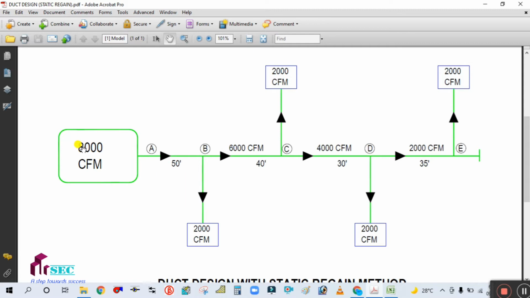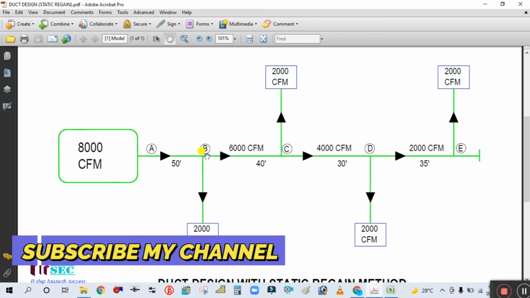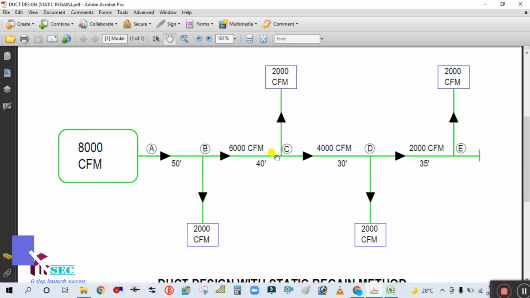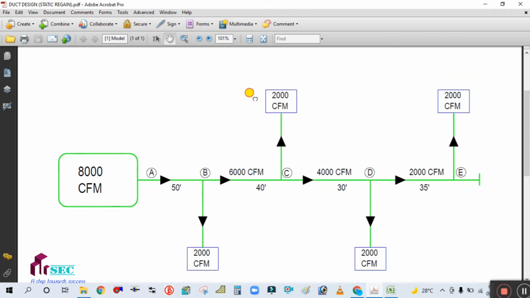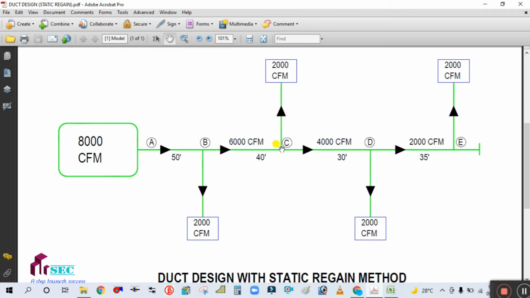Okay, so your 8000 cfm is flowing through this machine and discharges 2000 cfm to this diffuser. Then 6000 is moving again and discharges 2000 cfm to this side. Again, the remaining 4000 cfm is moving through this main duct and passes 2000 cfm through this branch, and the remaining 2000 cfm is going to this diffuser. And this 50 feet, 40 feet, 30 feet, 35 feet is nothing but the length of the main duct.